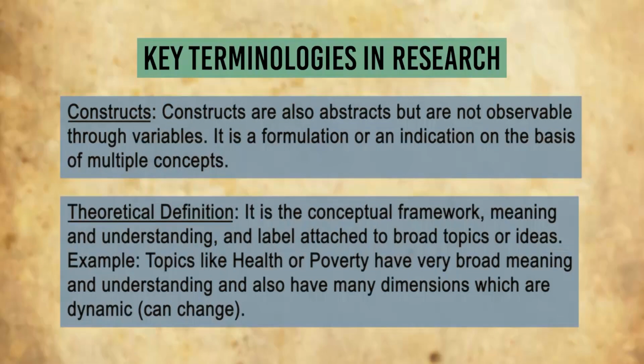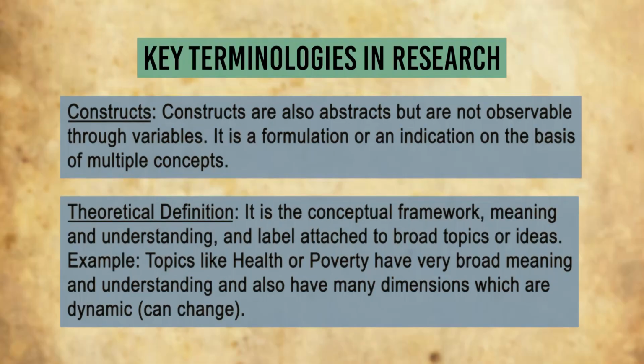Theoretical definition. So, theoretical definition is basically a conceptual framework, or the meaning or the understanding that the label has been attached to broad topics or ideas. Ideas here are concepts. So, if I say that health is a concept, then the theoretical definition of health is the definition which the World Health Organization might have provided for health. How do we know that health is a concept? Health is a broad concept because we know that there are multiple things that come within this concept. There are dimensions, there are characteristics which together create health.